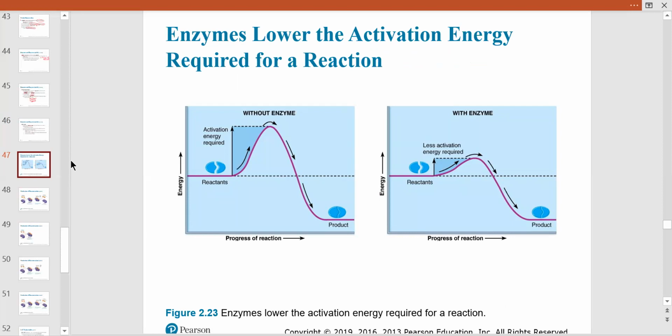So this is just showing you the energy. Without an enzyme, it's high. It's going to take longer to prime this reaction. So this is the activation energy right here, lowered with an enzyme. So remember, and that's the question, the enzyme lowers the activation energy that's required to start a reaction and continue a reaction.